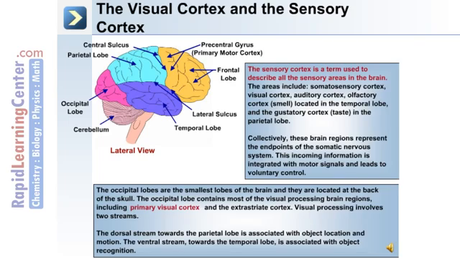The occipital lobes are the smallest lobes of the brain, and they're located at the back of the skull. The occipital lobe contains most of the visual processing brain regions, including the primary visual cortex and the extrastriate cortex. Visual processing involves two streams, a dorsal stream and a ventral stream. The dorsal stream is towards the parietal lobe, and it's associated with object location and motion. The ventral stream towards the temporal lobe is associated with object recognition.